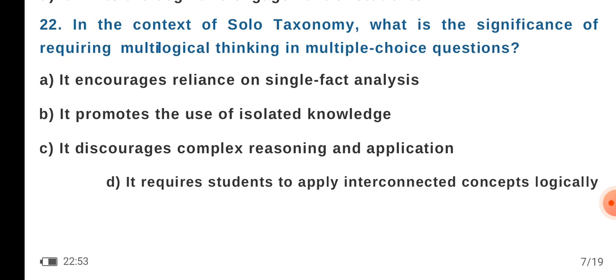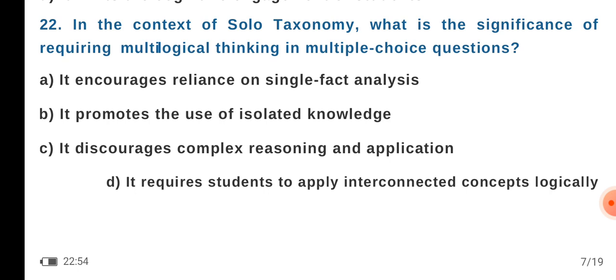Number 22: in the context of SOLO taxonomy, what is the significance of requiring multi-logical thinking in multiple choice questions? A, it encourages reliance on a single fact analysis. Letter B, it promotes the use of isolated knowledge. Letter C, it discourages complex reasoning and application. Letter D, it requires to apply interconnected concepts logically.